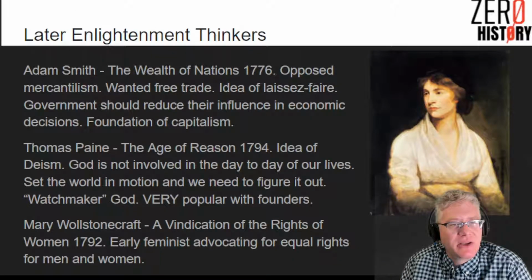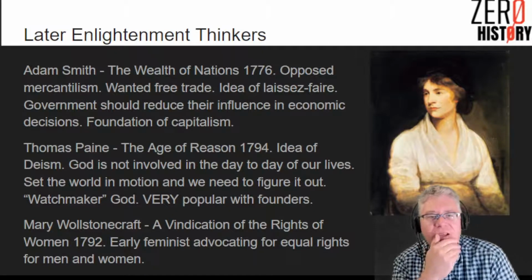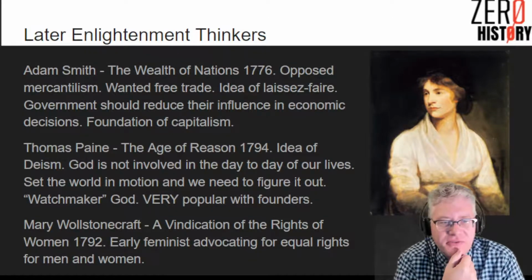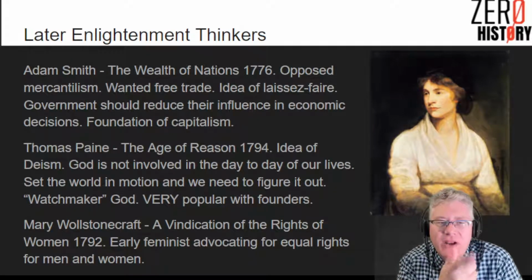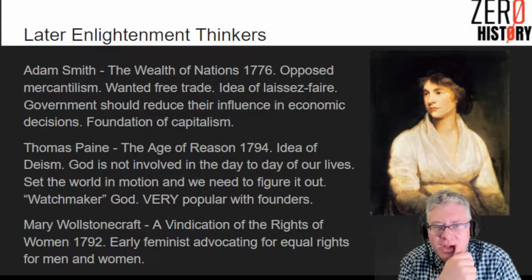All right, let's take a look at some of our later Enlightenment thinkers then here. We're going to again shift a bit more towards other things, but we're going to have Adam Smith, for example. The Wealth of Nations in 1776, hugely important book. We'll go into a lot more detail about it, but he opposes that idea of mercantilism. He wants free trade, no more monopolies, no more any of that kind of stuff.